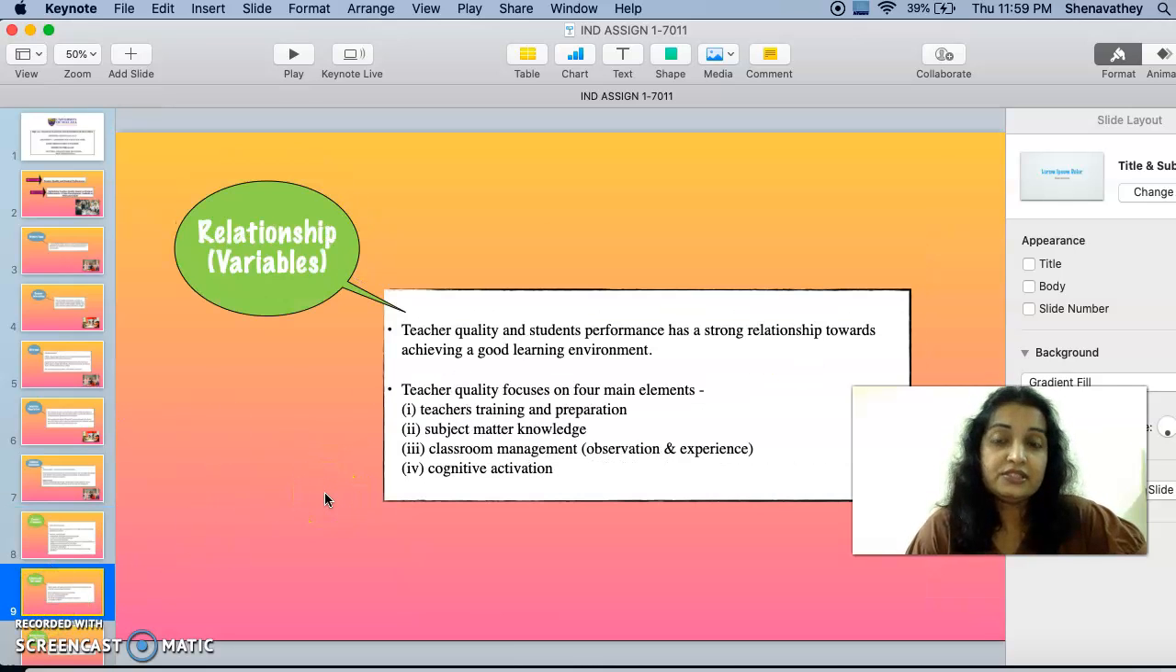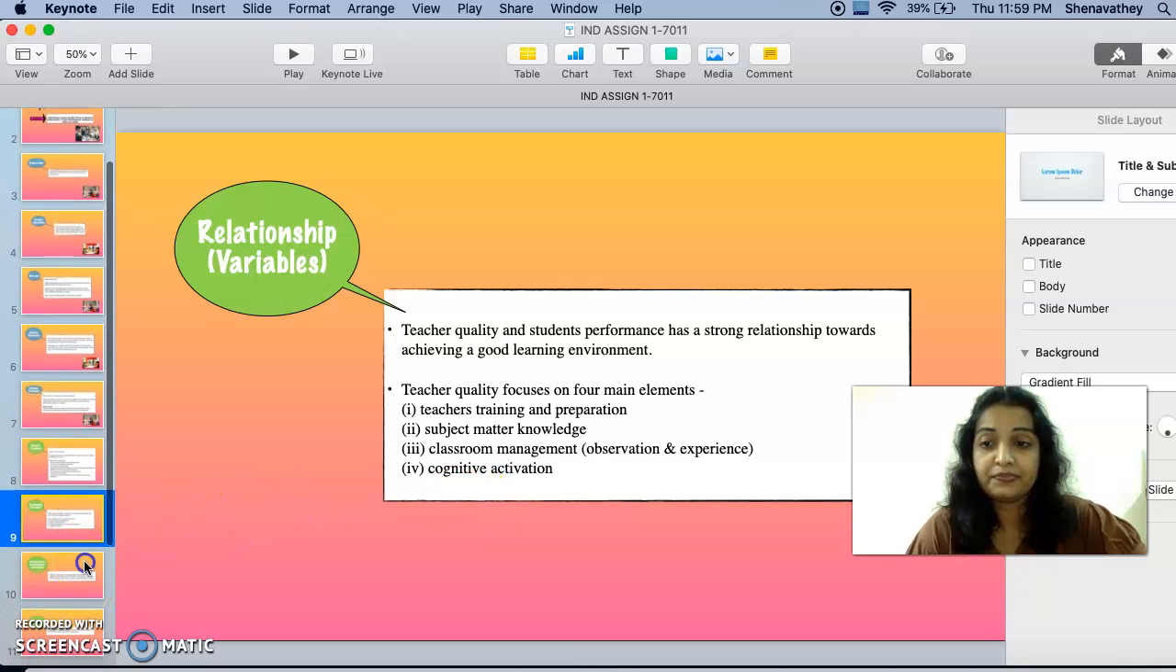Next is the relationship between the variables. So teacher quality and student performance have a strong relationship towards achieving a good learning environment. This could be mainly seen in 4 main elements, which are teacher training and preparation, subject matter knowledge, classroom management through observation and experience, and cognitive activities.